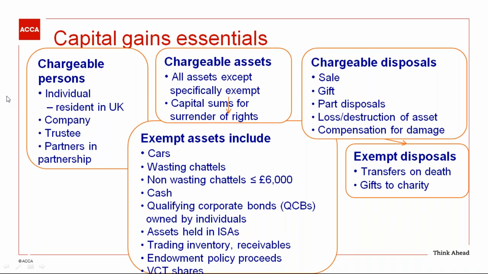As I mentioned, there are certain assets which are completely exempt from capital gains tax. It's always better to memorize and remember the types of assets which are exempt from CGT. If you sell a car, any type of car, it's always exempt from CGT. And then current assets such as inventory, trade receivables, cash in hand, cash at bank. Any type of current asset is also exempt from CGT.